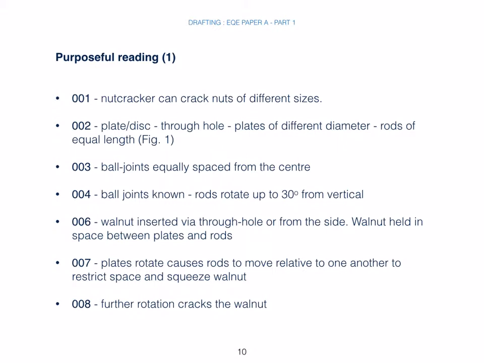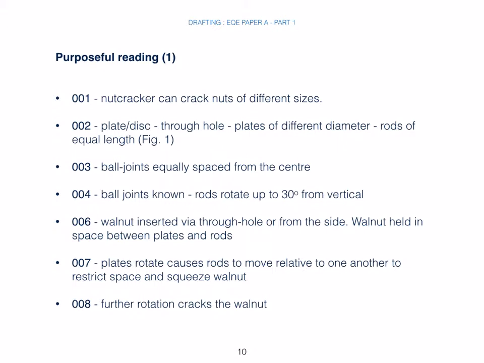You may make your notes on the points which seem to be worthy of making a note for yourself. Paragraph 5 simply refers to the drawing, so there is no technical information. Paragraph 6 reads as follows. Firstly, a walnut is inserted into the nutcracker from above through the through hole in the plate 1. Alternatively, a small walnut can be inserted from the side by pushing it through the gap between 2 rods.